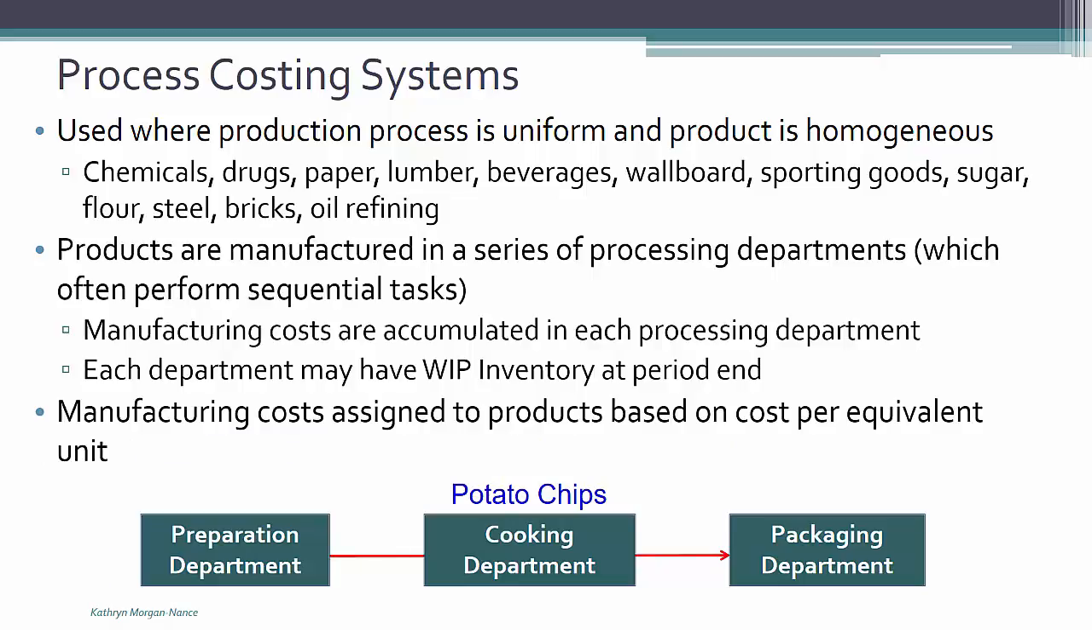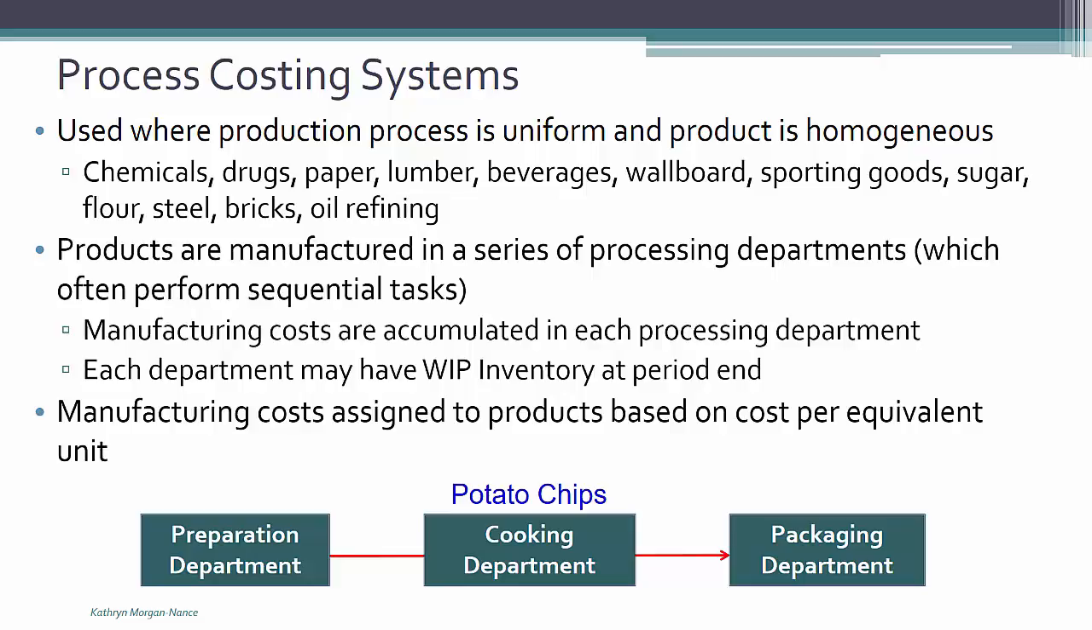Products are manufactured in a series of sequential processing departments. For example, potato chips may be handled in several departments: preparation, where they're washed, peeled, and sliced; cooking, where flavoring is added; and packaging. Material, labor, and overhead costs may be added to the product in each of these departments. Work is completed in each department before the product moves to the next department. Therefore, work in process may exist in several departments at the same time at the end of the month.